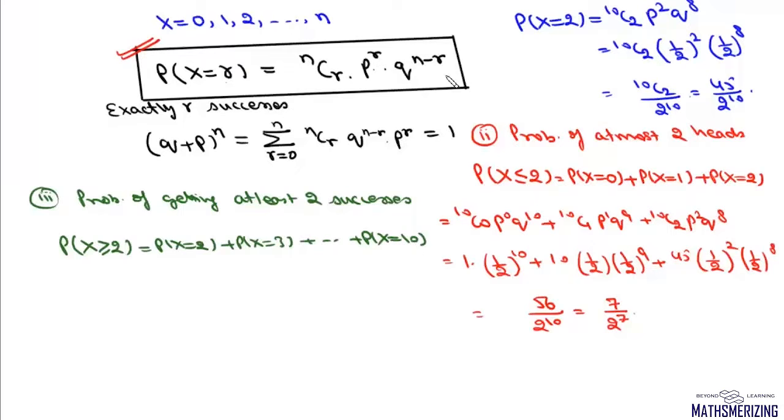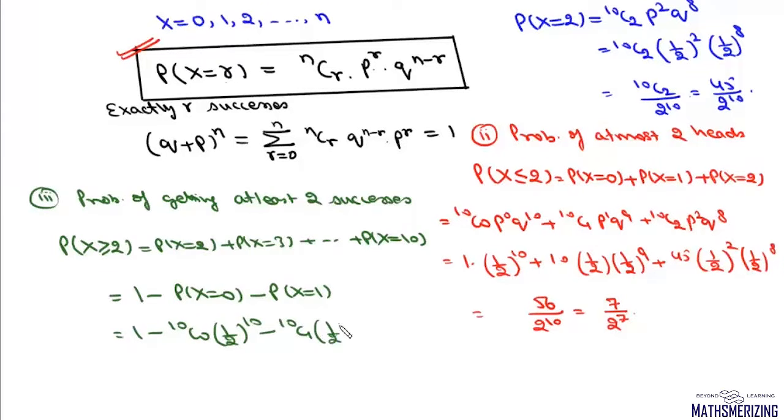Now we know that the sum of all probabilities is 1. So rather than finding all these values, we can simply find 1 minus probability of x equal to 0 minus probability of x equal to 1. Now this is 1 minus 10C0, 1 by 2 to the power 10 minus 10C1, 1 upon 2 to the power 10. So it will be 1 minus 11 upon 2 to the power 10, and that is the probability of getting at least 2 successes.